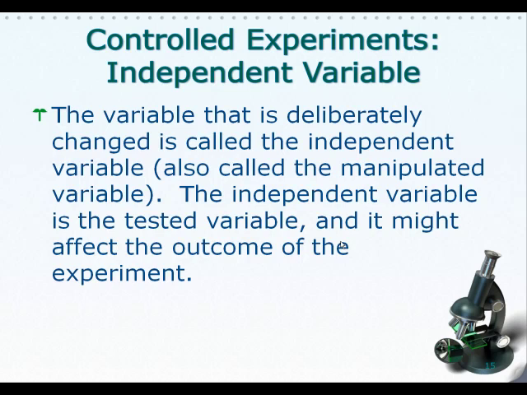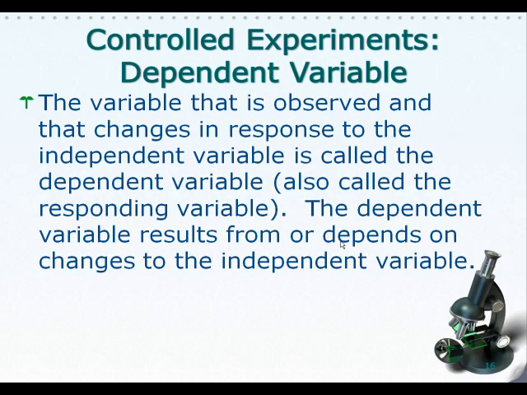Controlled experiments: independent variable. The variable that is deliberately changed is called the independent variable, also called the manipulated variable. The independent variable is the tested variable, and it might affect the outcome of the experiment.